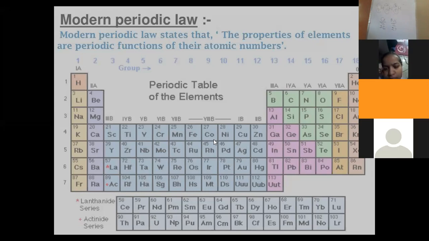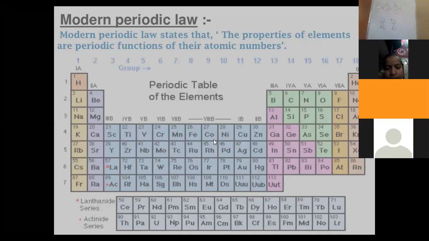There are certain advantages of the modern periodic table. It helps us to easily remember all the properties of the elements. Why? Because if you know the property of a group, that property is applicable to each and every element of the group. So we don't have to remember the properties of each and every element separately. We can remember the property of the group, then it's easy to remember, right?